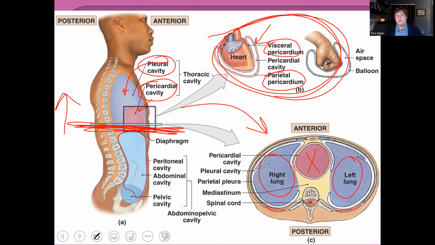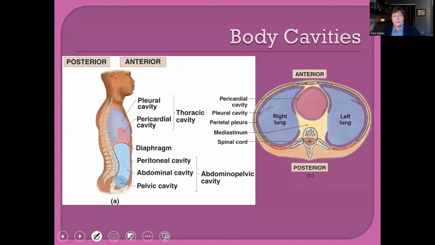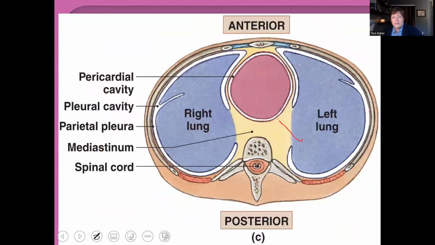There are two layers to that. There are two serous membranes around that heart. The first one is the darker purple line. So there's the inside line here. That's the visceral pericardium. And then there's this outside layer here, and that's the parietal pericardium. And then the white is just fluid.